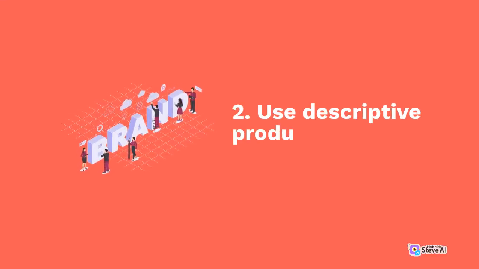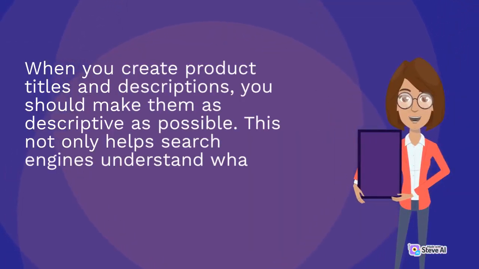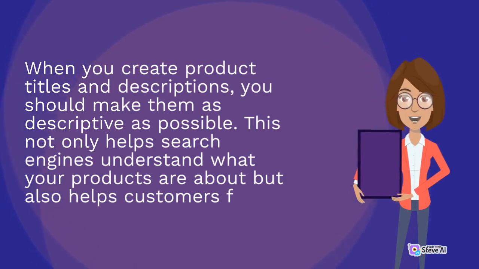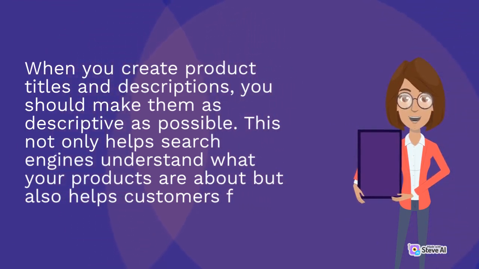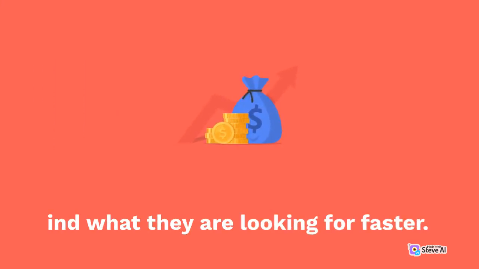2. Use descriptive product titles and descriptions. When you create product titles and descriptions, you should make them as descriptive as possible. This not only helps search engines understand what your products are about but also helps customers in finding what they are looking for faster.